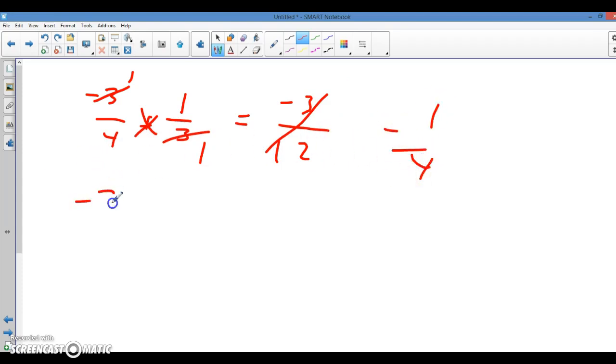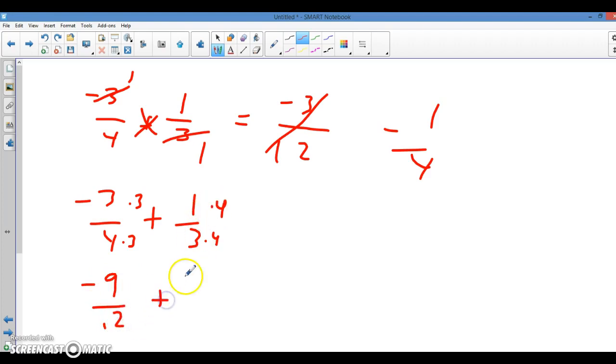But when you add, so if I go back to this question here, what you need to have is a common denominator, and you look for the lowest common denominator. Between 4 and 3, the lowest number that 4 and 3 both go into is 12. To get to 12, you need to multiply 4 by 3, and then you need to multiply the top also by 3. And to get to 12 here, you need to multiply 3 by 4, and you need to multiply the top by 4. So on the left, I have minus 9 over 12, and on the right, I have 4 over 12.